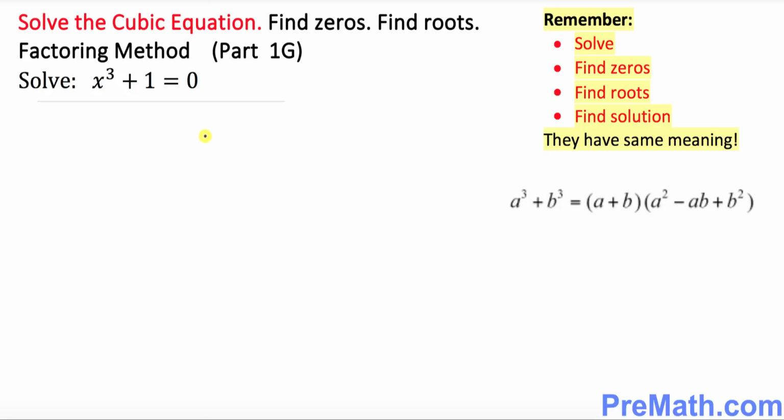In this video tutorial, we are going to solve the given cubic equation by a factoring method. Let's look at our equation, the cubic equation x^3 + 1 = 0. As you can see, I can write 1 as 1^3. So I can write x^3 + 1^3 = 0. This is the trick that we will be using.